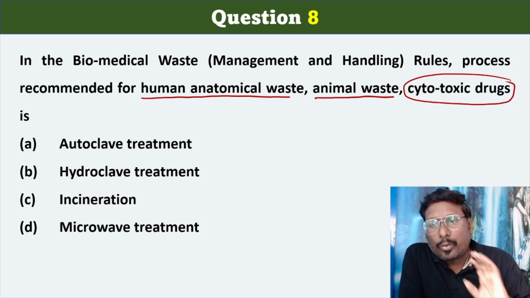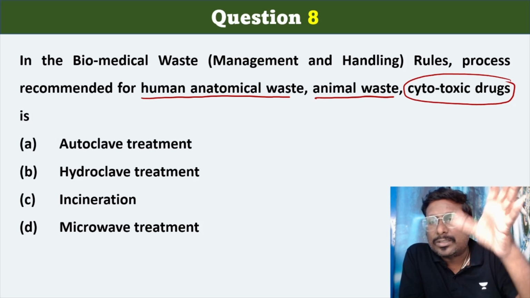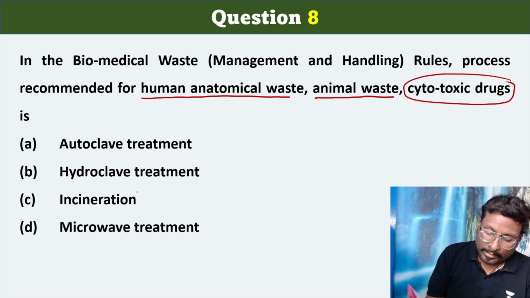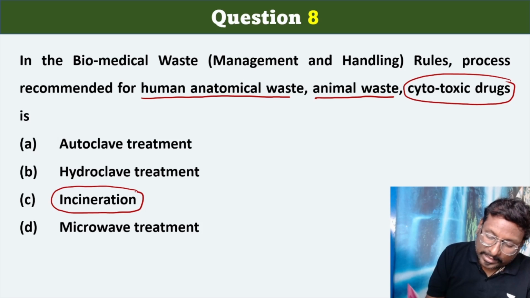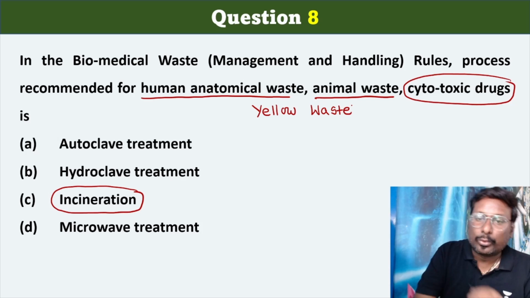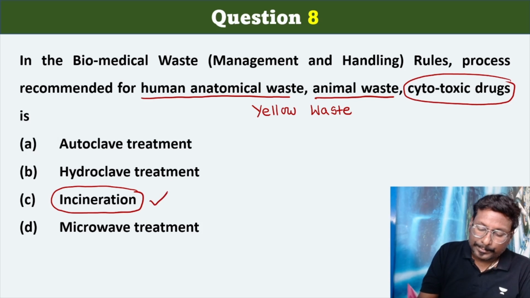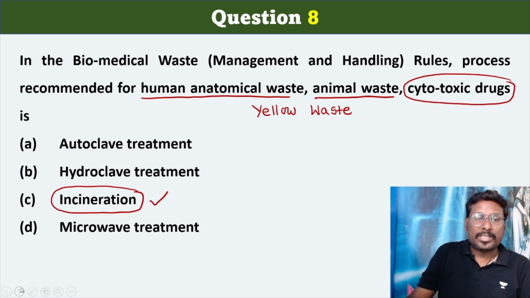Then if an animal has something similar, that becomes animal waste. Cytotoxic drug waste is treated by, that comes under yellow waste. This total comes under human anatomical waste, animal waste, and cytotoxic waste. As per biomedical waste rules, it comes under yellow waste, and that is treated through incineration.